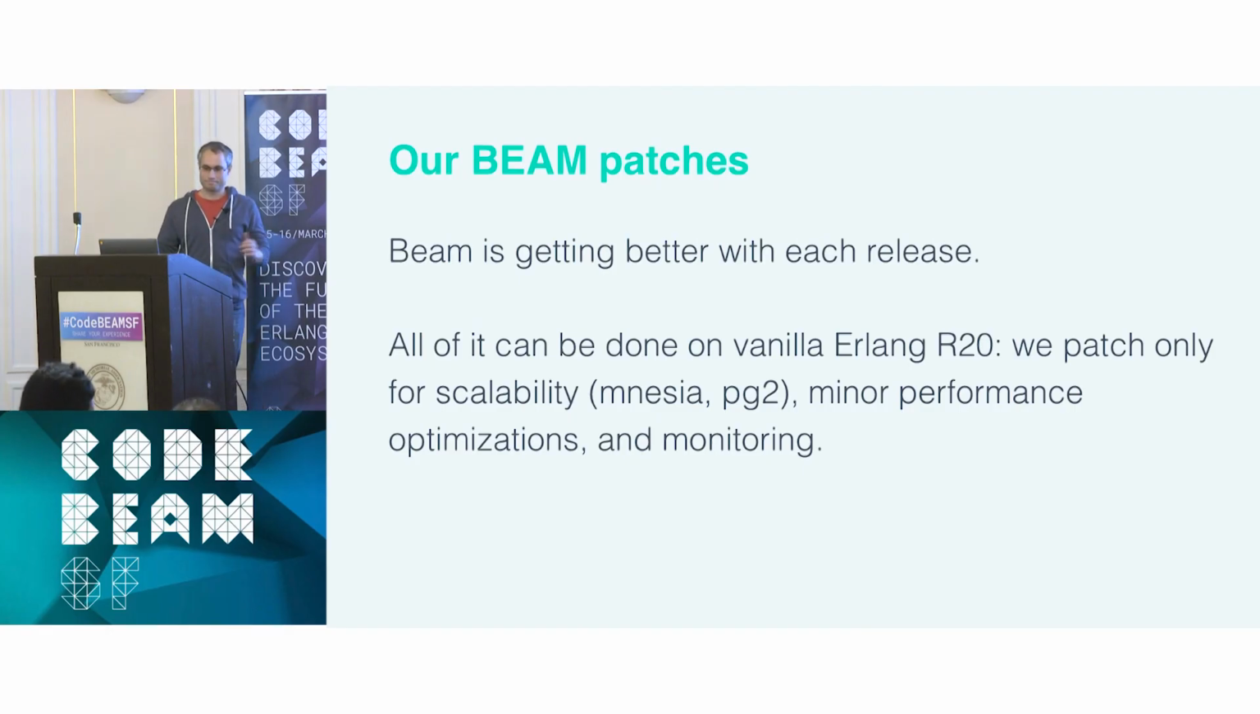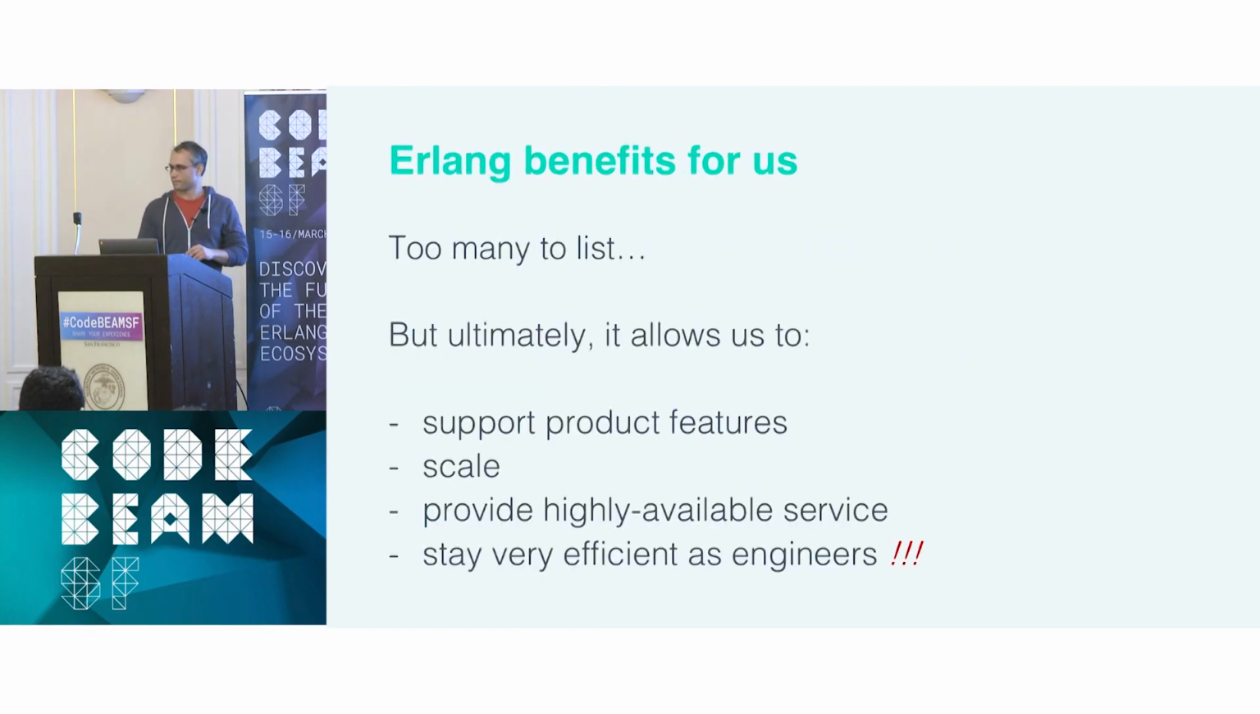Beam patches. So I'm happy to say that Beam is getting better with each release. We used to do a lot of patching in R16, but now everything that I described you can achieve with pretty much vanilla Erlang R20. The only exceptions would be Amnesia and PG2, which we heavily modify to allow us to scale. But everything else is minor performance optimizations, monitoring, and things like that. So it was much more prominent on R16.